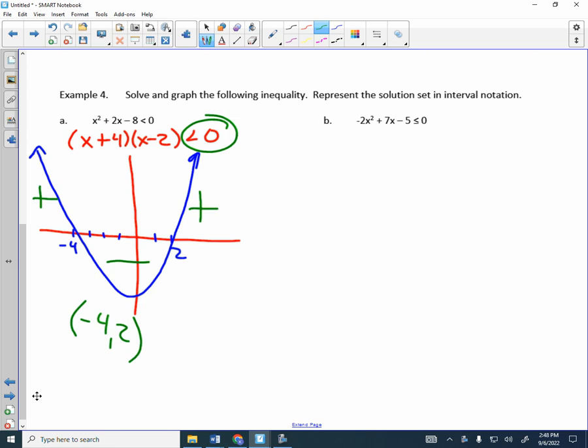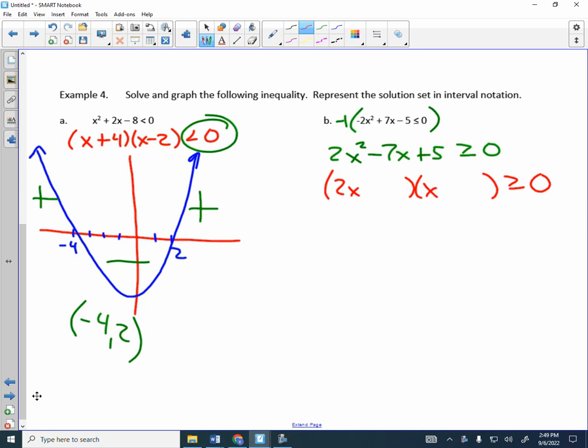Now, I'll show you here, is this one right side up or upside down? I don't really like to work with upside down ones. What could I do to make it so it's right side up? Times by a negative. So I get 2x squared minus 7x plus 5. Switch the sign, greater than or equal to 0. So that allows me to look at the positive graph instead. Does it factor? Yeah, 2x and x. Good, minus 5 and minus 1. Atta boy.